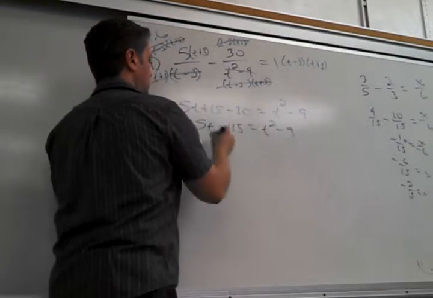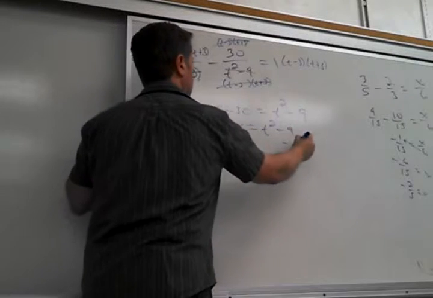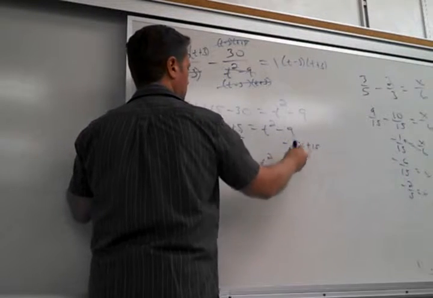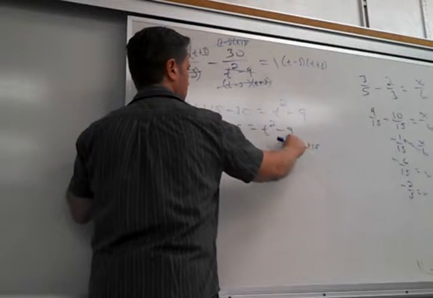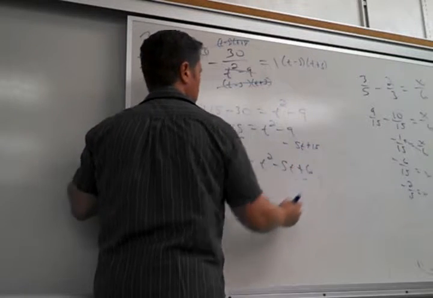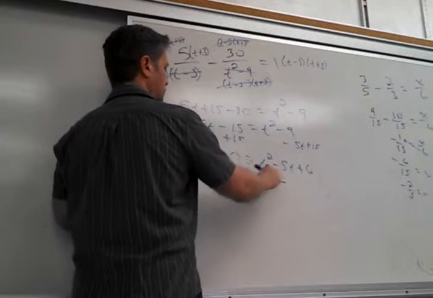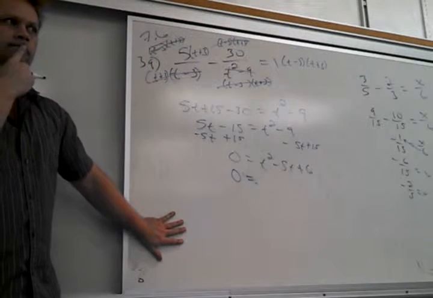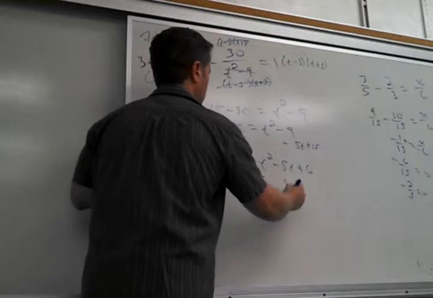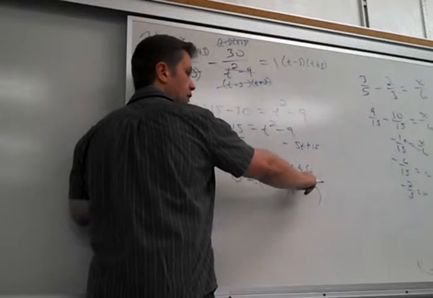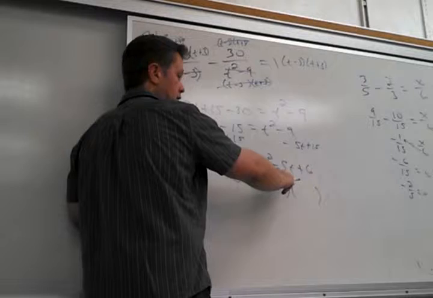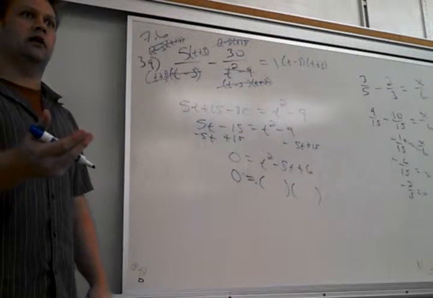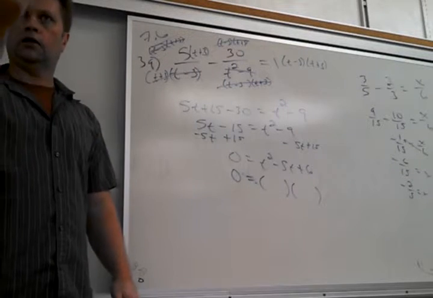So if I subtract 5t, add 15, I'll get 0 equals t squared minus 5t plus 6. And this is actually a factoring form that some of you have in your quiz. So this says they have to be the same sign, and this says they have to add to be negative, so they both have to be negative. So what multiplies to be 6 and adds to be negative 5? Negative 3, negative 2.